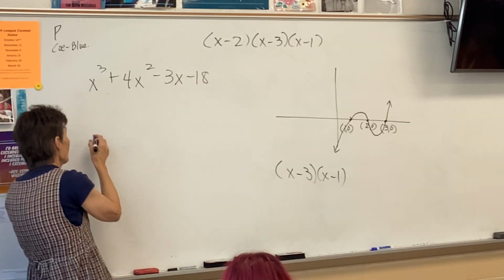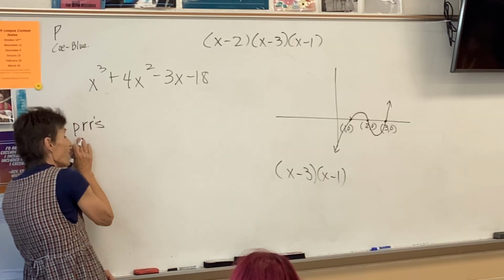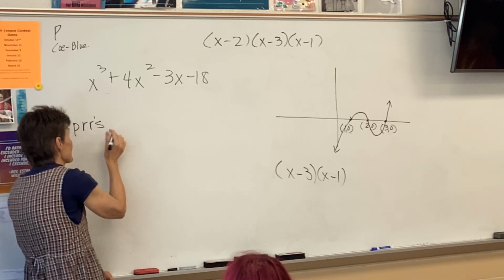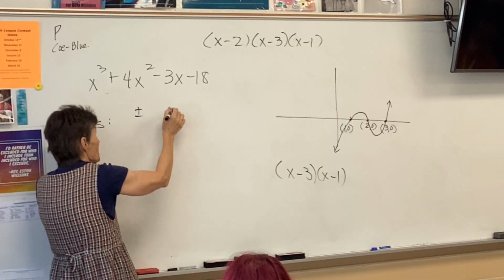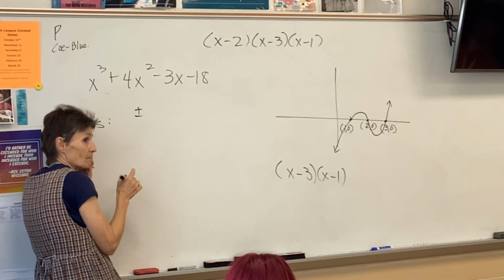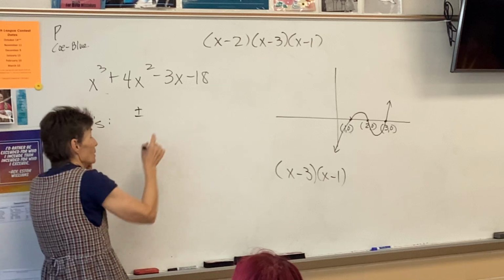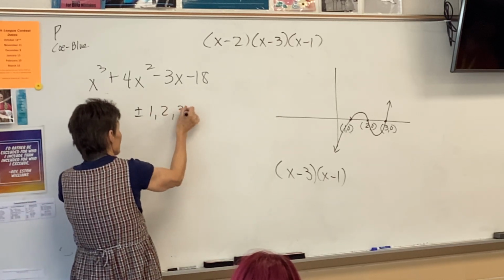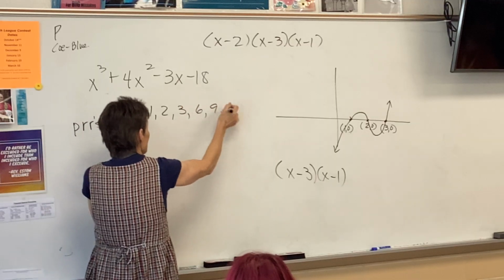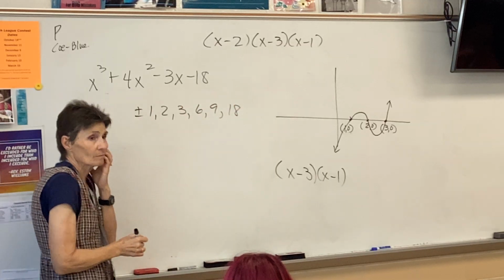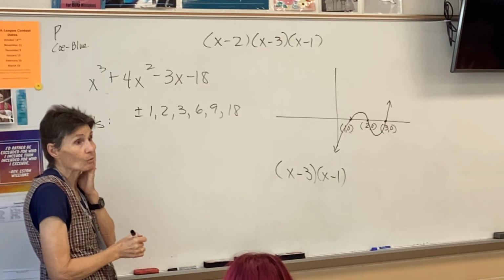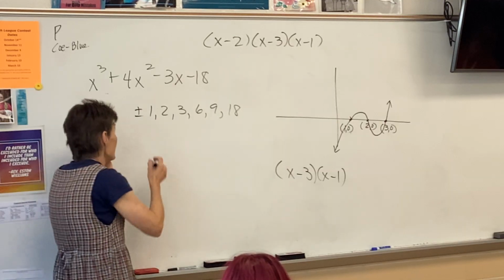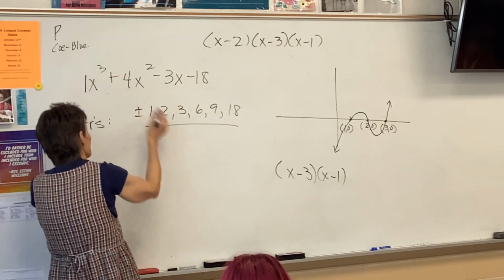What are our PRRs this time? Possible, that's the key word. These are your possible rational groups. What are they? Plus or minus the factors of the last number, 18. So 1, 2, 3, 6, 9, and 18. Did I get them all? Those can be in any order, but you do need the plus or minus. And then again, we are super lucky. That's a 1.